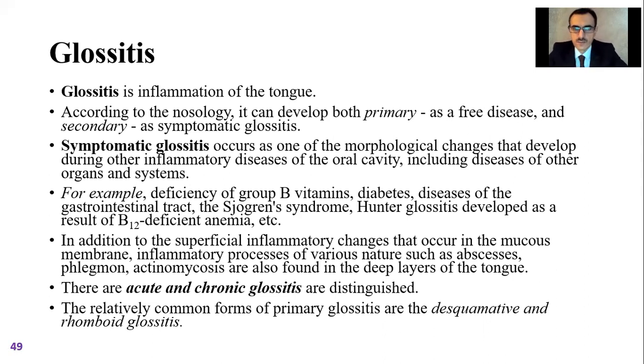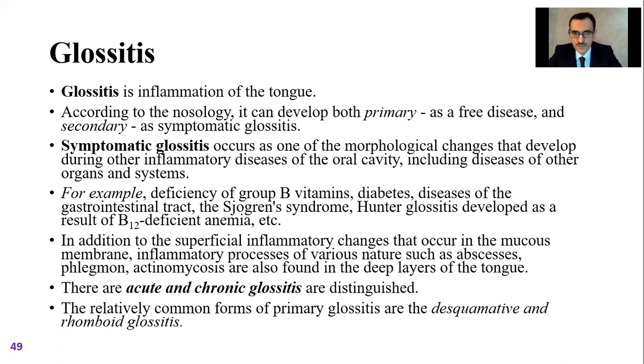Now let me discuss the inflammatory process of the tongue that we call glossitis. According to the nosology, it can develop both as primary and secondary glossitis. Symptomatic or secondary glossitis occurs as one of the morphological changes that develop during other inflammatory diseases of the oral cavity, including diseases of other organs and systems. For example, deficiency of group B vitamins, diabetes mellitus, diseases of the GI tract, Sjogren's syndrome, and Hunter glossitis developed as a result of B12 deficient anemia, etc.